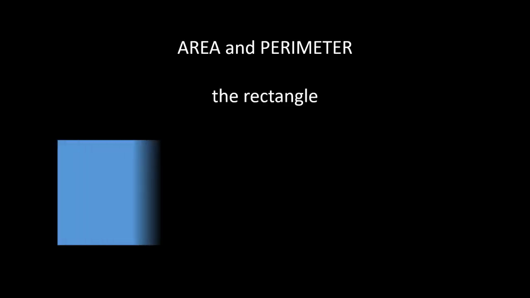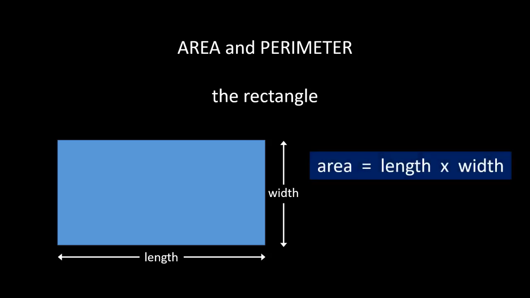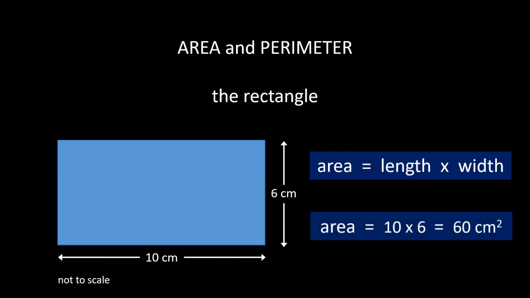Let's start off with the rectangle. So the rectangle, we've got two sides. We call the long one the length and the short one the width, and we're going to work out the area. Now the area is the amount of space that's enclosed within that shape, and for a rectangle, area is length times width. So if we put some numbers in there, we've got 10 and 6. The area is 10 times 6, which is 60. Notice the units. The lengths are in centimetres, so the area is in centimetres squared.